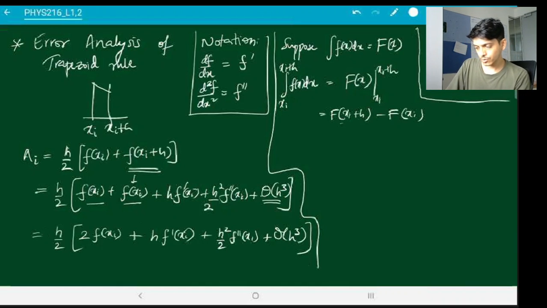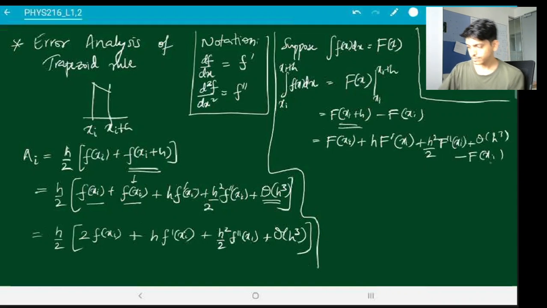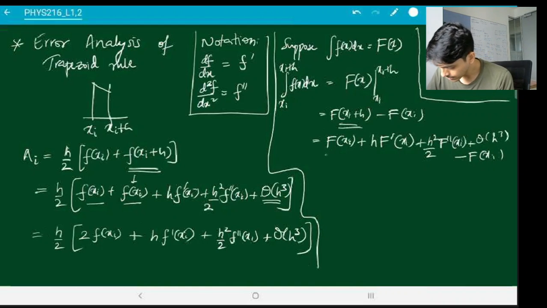Now again for this fellow also I can do Taylor expansion. So this becomes F at xi plus h times F prime at xi plus h square by 2 factorial F double prime at xi and so on, minus F of xi. So now you notice this F of xi cancels out and I'm left with this.